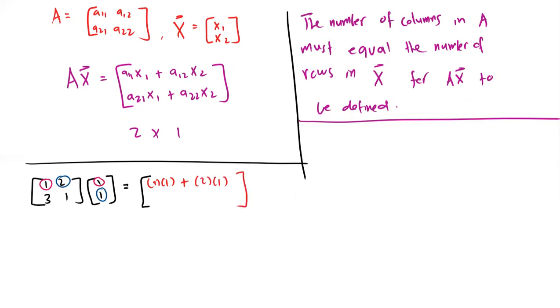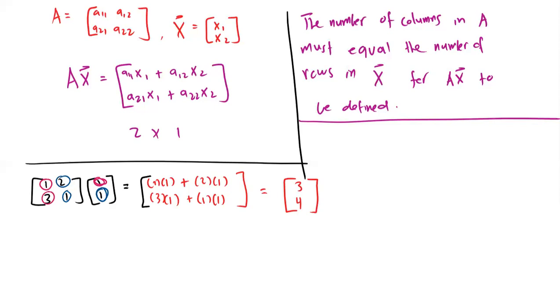And do the same thing for the second row. So for the second row of A, take the first entry, multiply by the first entry in X. So it's going to give you a 3 times 1. And then for the second entry, multiply the second entry in the second row with the second entry in the X vector. So this ends up being 1 plus 2 is 3, 3 plus 1 is 4.